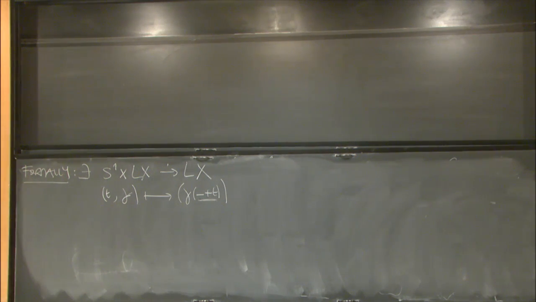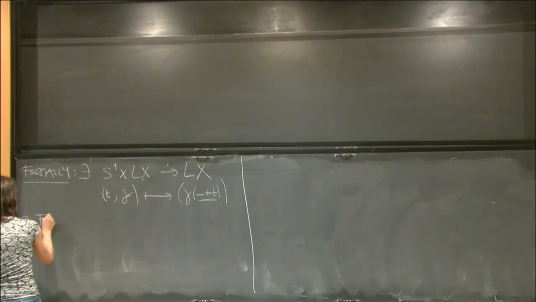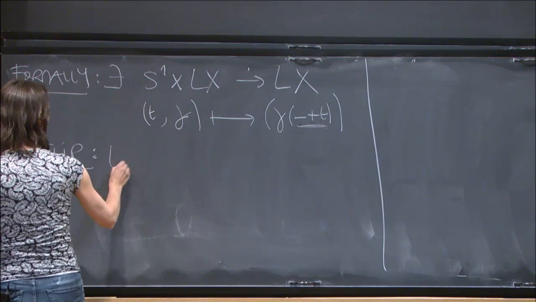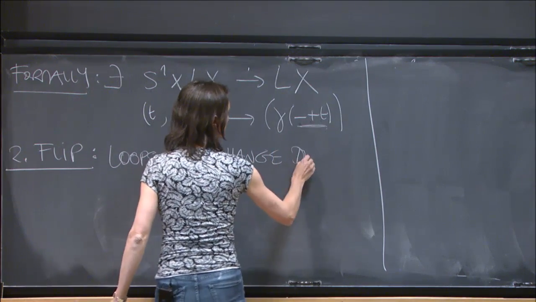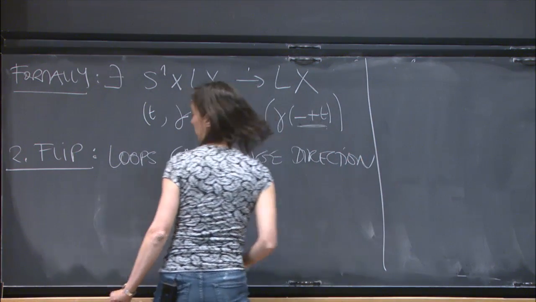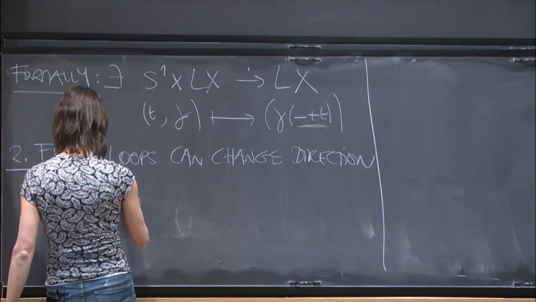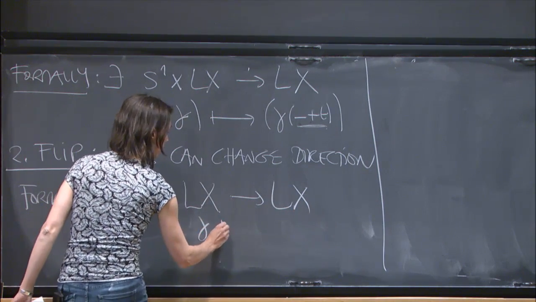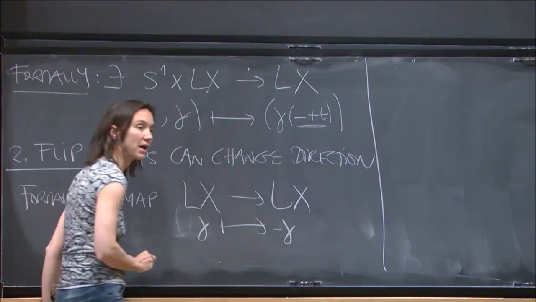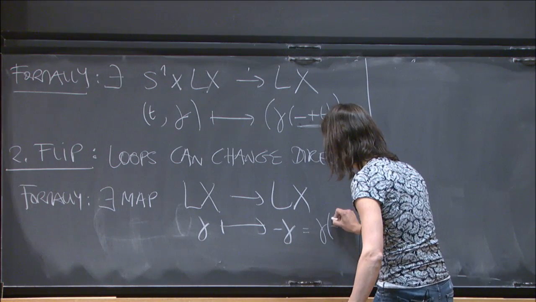I said a loop starts somewhere, and then it goes in one direction. Right? So what else could we do? We could go the other direction. Let's flip. So loops can change direction. What is this? Well, formally, there's a map from the loop space to itself that takes a loop and flips it. So it sends it to, we could call it, minus the loop. So this is the loop that does gamma of minus one times.